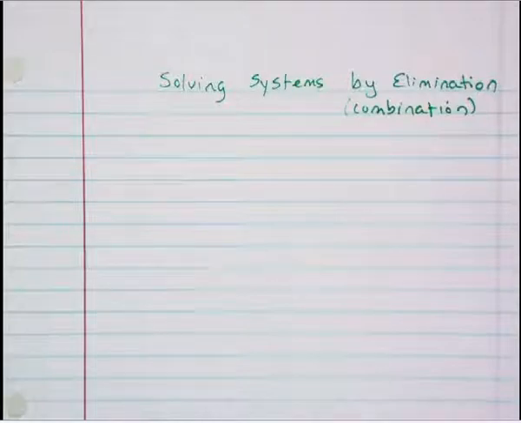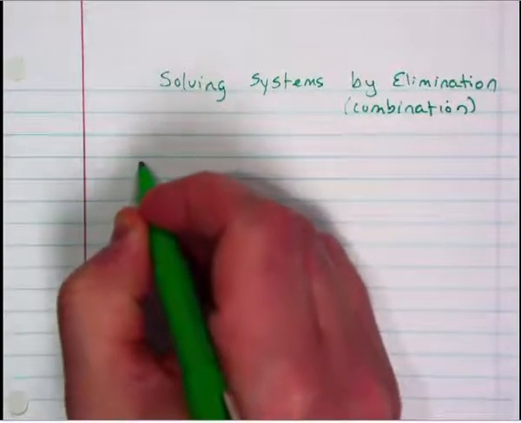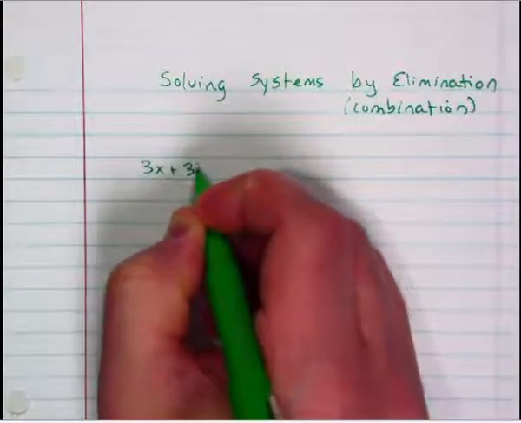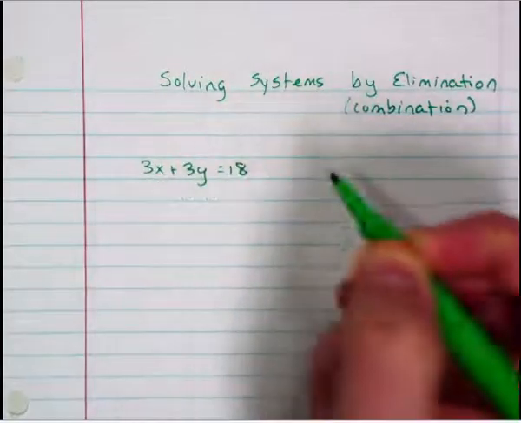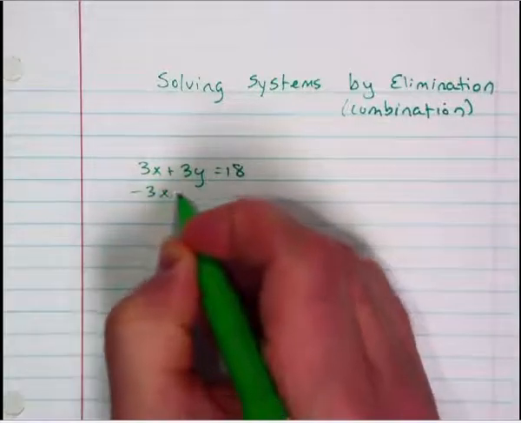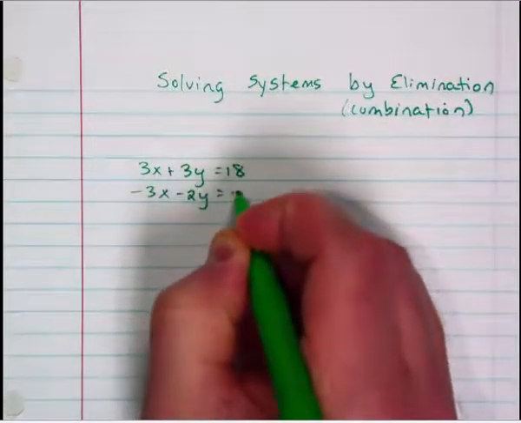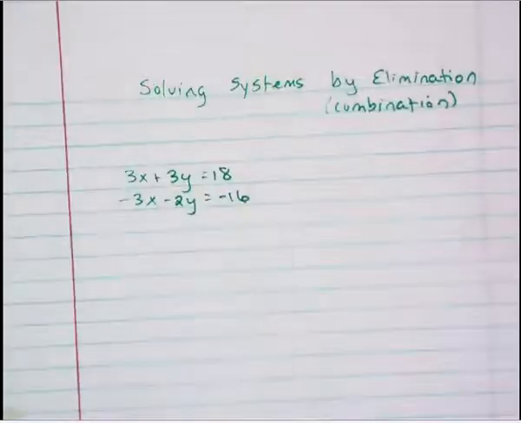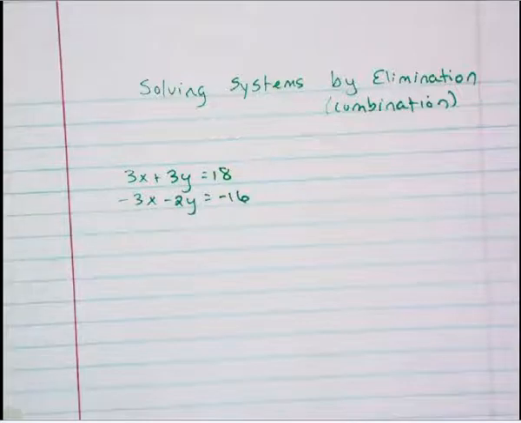I think about combination meaning adding, and elimination meaning that we're going to eliminate something, make it go away. And you should see that that's exactly what's going to happen. So if I were to give you the system of equations 3x plus 3y equals 18 and negative 3x minus 2y equals negative 16, the first thing that I would do, as I've asked you to do before, is take a look and see what there is to see.